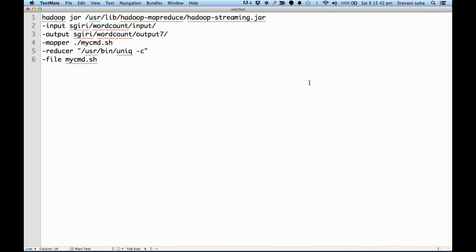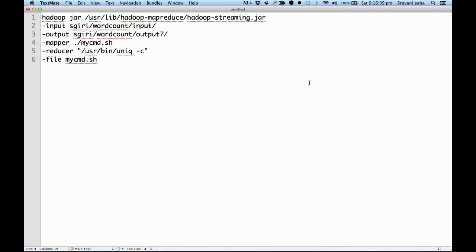Because where the reducer is going to run, you have no control over. So you need to tell Hadoop streaming that, hey, this is my command, please take it to all the mappers wherever you want to run this command, copy it, it's not something which is available already.